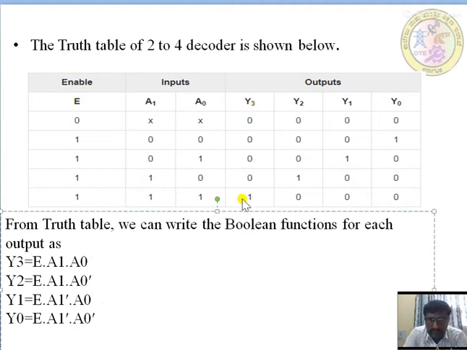Okay, the expressions here: for Y3 it is only 1, that is E A1 and A0. For Y2 it is E A1 and A0 dash. For Y1 it is E A1 dash A0, and for Y0 it is E A1 dash A0 dash. Okay, the only thing you should remember in this one is that the ones in a decoder should be in a diagonal position.